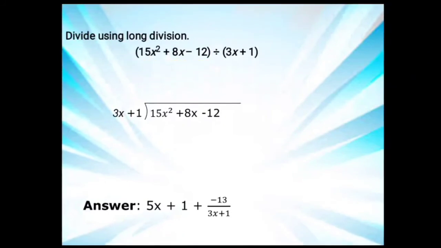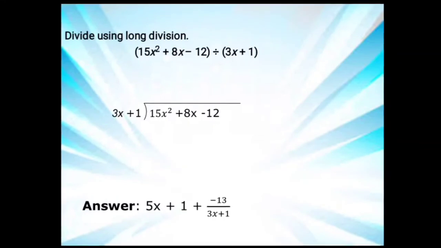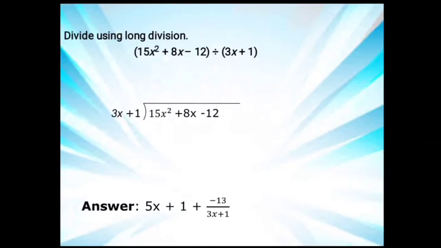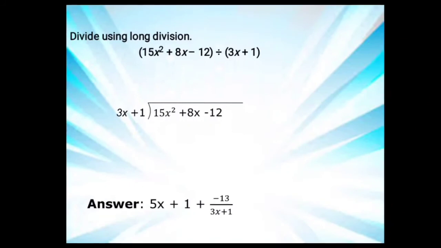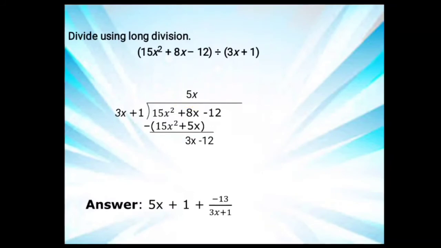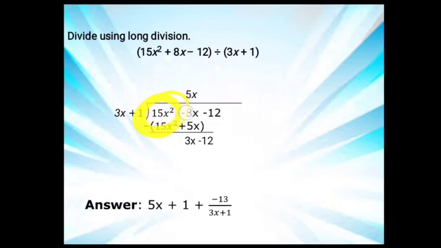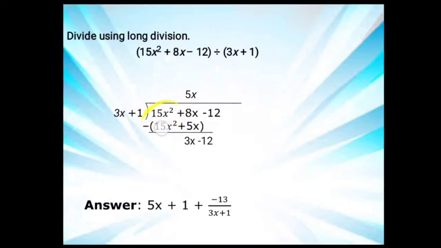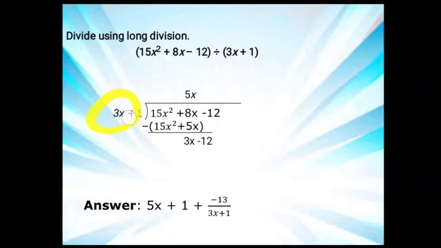So let's proceed to step number 2, wherein we write it the way we write when we are dividing numbers: the dividend divided by the divisor. Let's have the computation. As I said, you have to focus on how to eliminate the first term, 15x squared. How are we going to eliminate this? You have to divide it by the first term of the divisor.